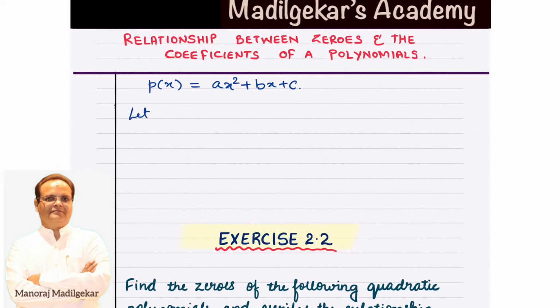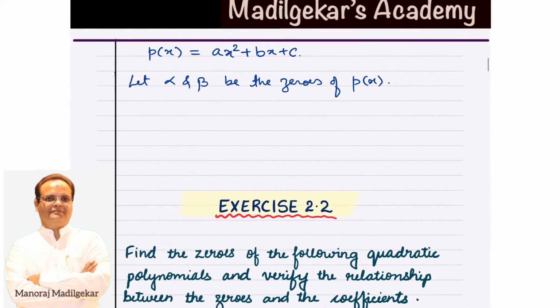Let alpha and beta be the zeros of the polynomial p of x. Then there is a relation between alpha, beta and the coefficients a, b, c. Now what is the relation?